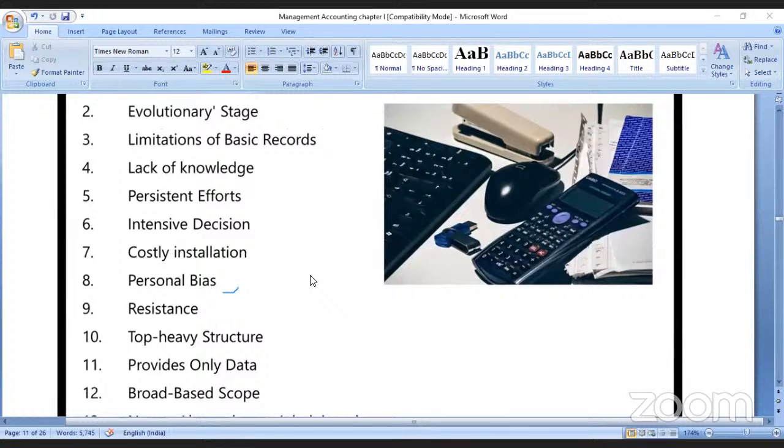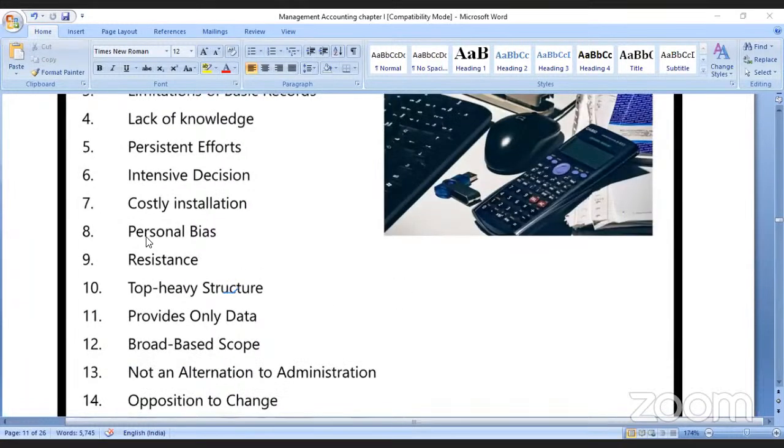Costly installation: management accounting is suitable for larger firms, not small and mid-size firms. It is always suitable for a larger firm, a big-scale firm. Costly installation cost is there. The very important limitation is personal bias, right? The management makes decisions based on personal bias. Whether the company's growth over the next 5 years comes from only one product or they go for multiple products depends upon the personal bias.